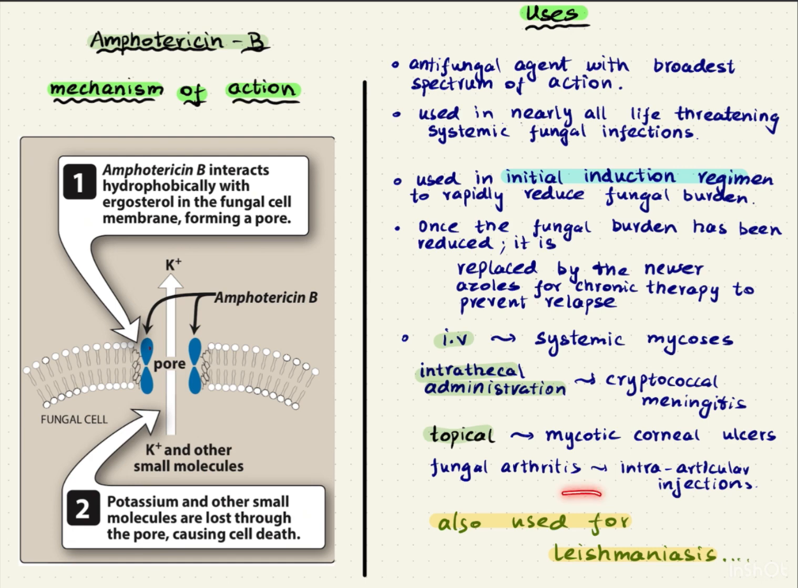One interesting point about amphotericin B is that apart from being an excellent antifungal agent, it also has activity against leishmania. That is why it's used for leishmaniasis as well.